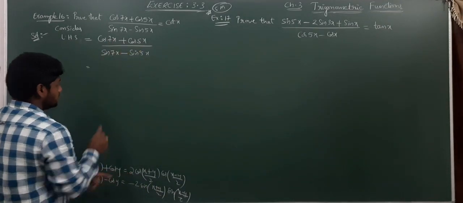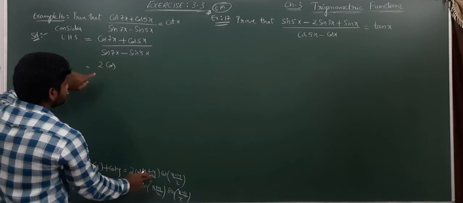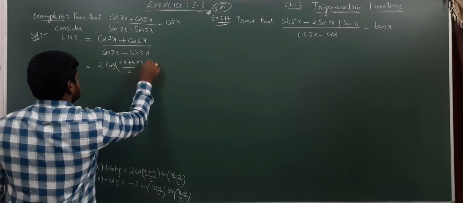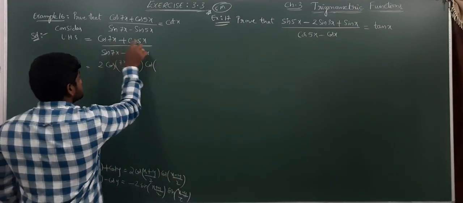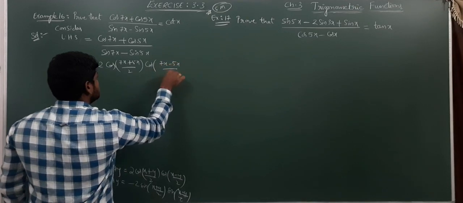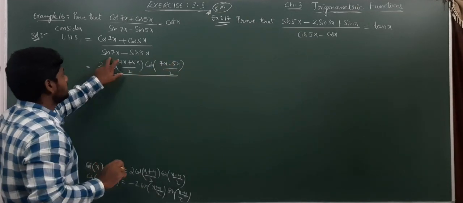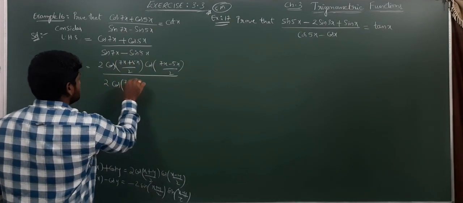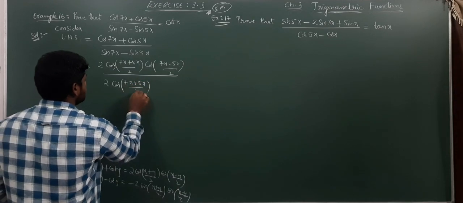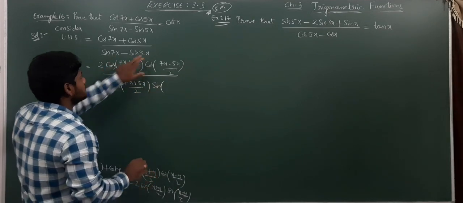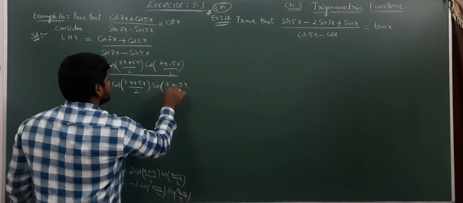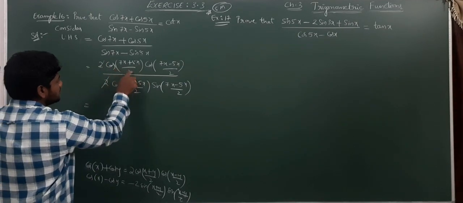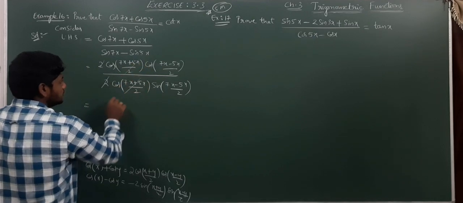Cos x plus cos y, which is 2 cos (x plus y) by 2, 7x plus 5x by 2, into cos (x minus y) by 2, 7x minus 5x by 2, whole divided by the sin a minus sin b formula, which is 2 cos (a plus b) by 2, 7x plus 5x by 2, into sin (a minus b) by 2, nothing but 7x minus 5x by 2. If you observe, 2 and 2 cancel, and cos (7x plus 5x) by 2 and cos (7x plus 5x) by 2, these two will get cancelled.